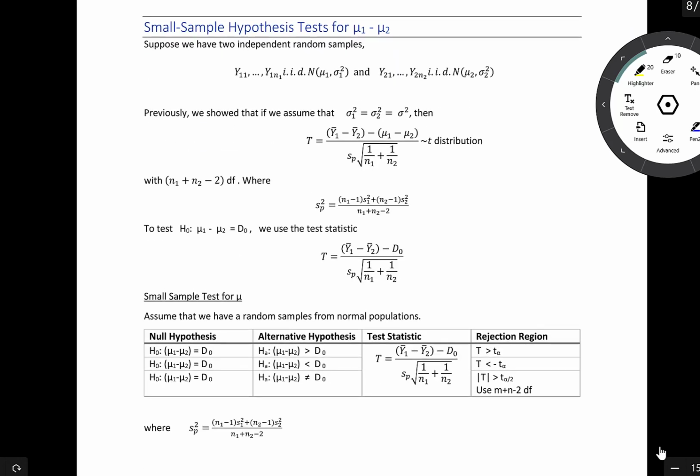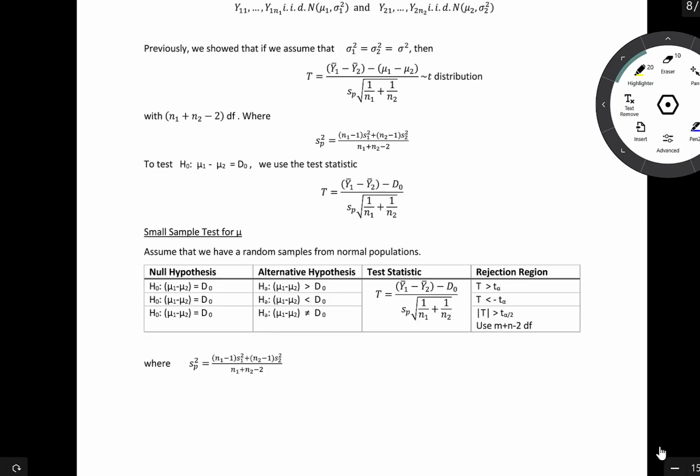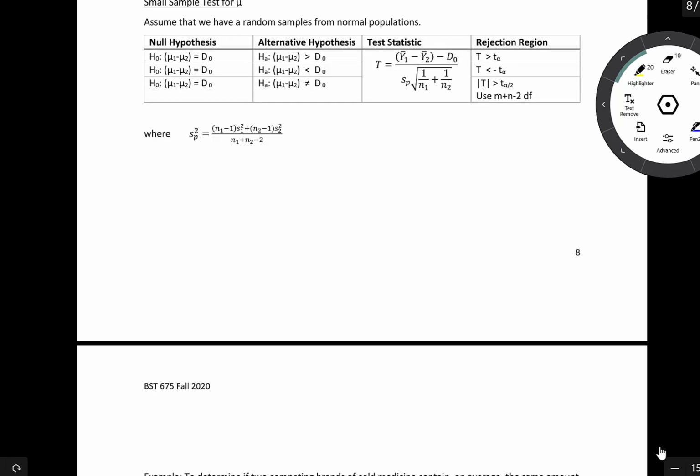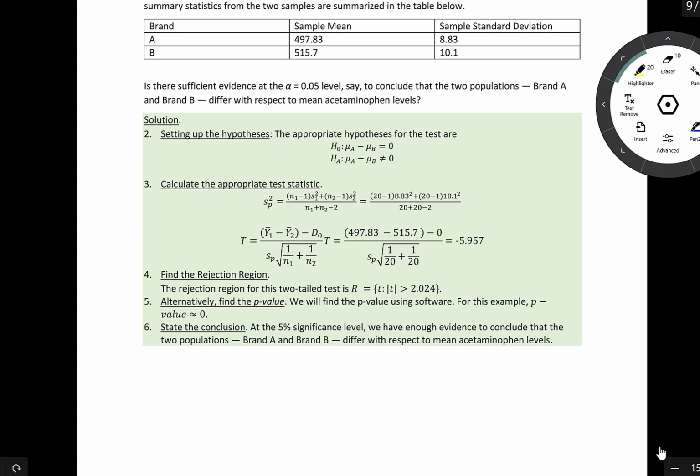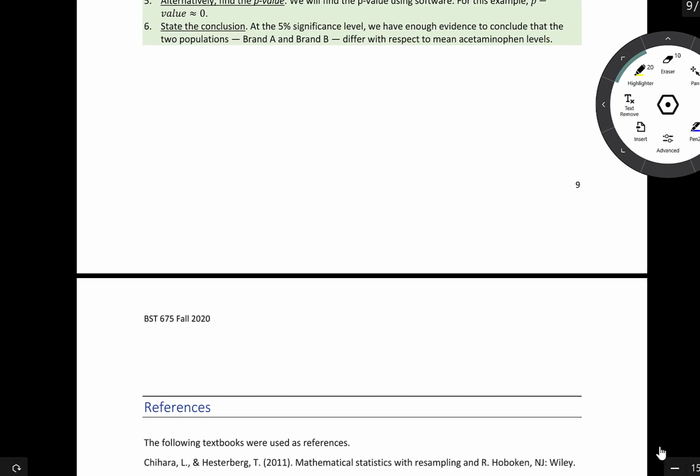Other than that, there's not really any difference. Same thing is true when we look at the difference in means. Again, we're going to derive our test statistic using that t distribution. So when we talk about our rejection regions or our p-values, they are going to come from a t distribution instead of the standard normal. And I have another example of that for you here. So read through those on your own, and if you have any questions, please let me know.